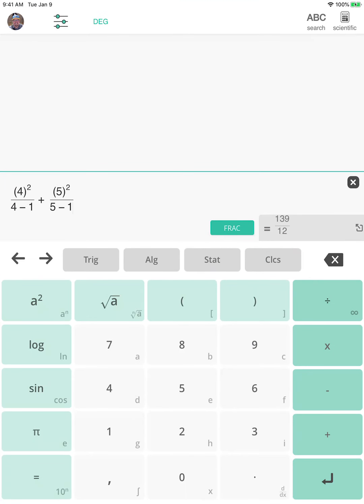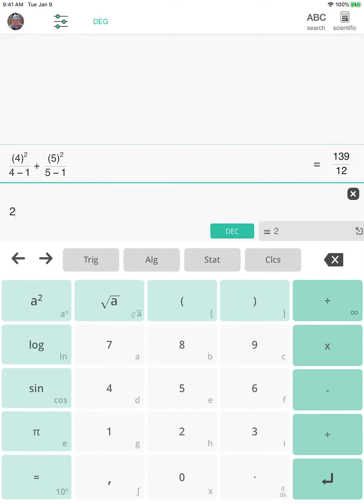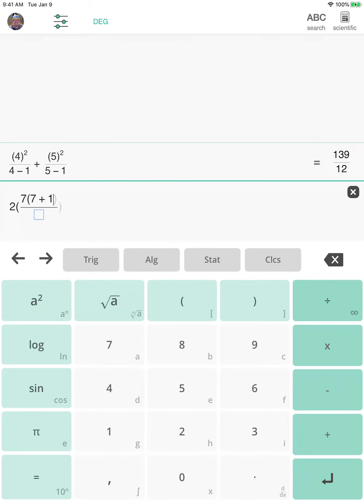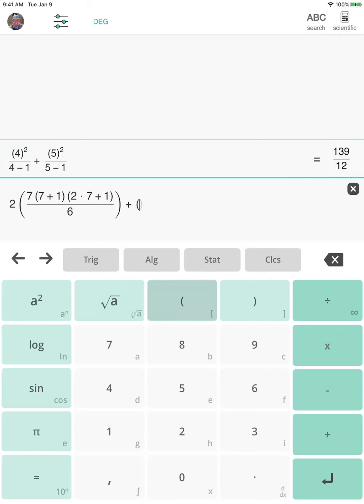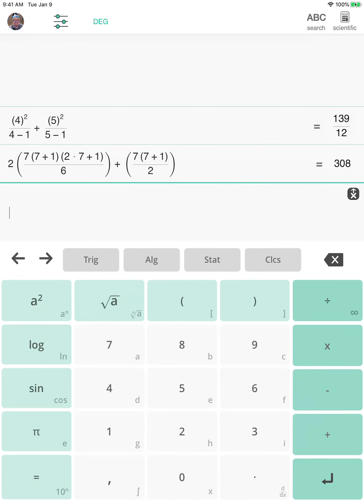So if we use the calculator, it would be 2 times 7 times 7 plus 1 times 2 times 7 plus 1 all over 6 plus 7 times 7 plus 1 over 2. When we do that, we get 308.